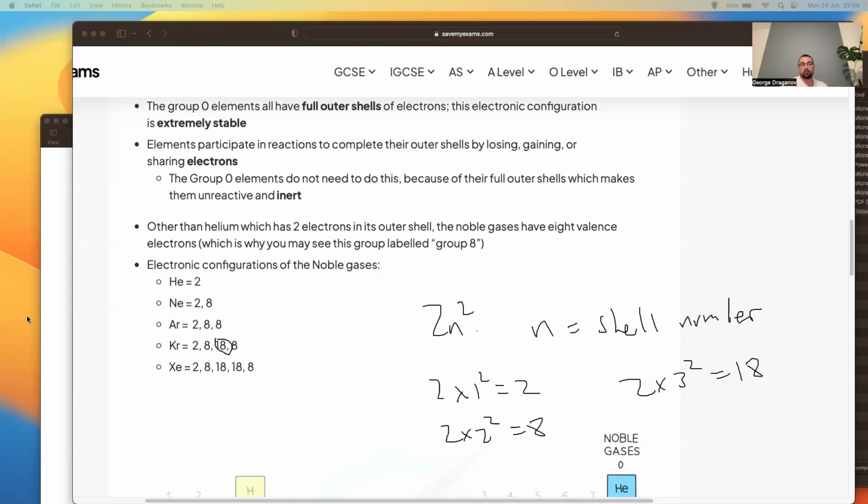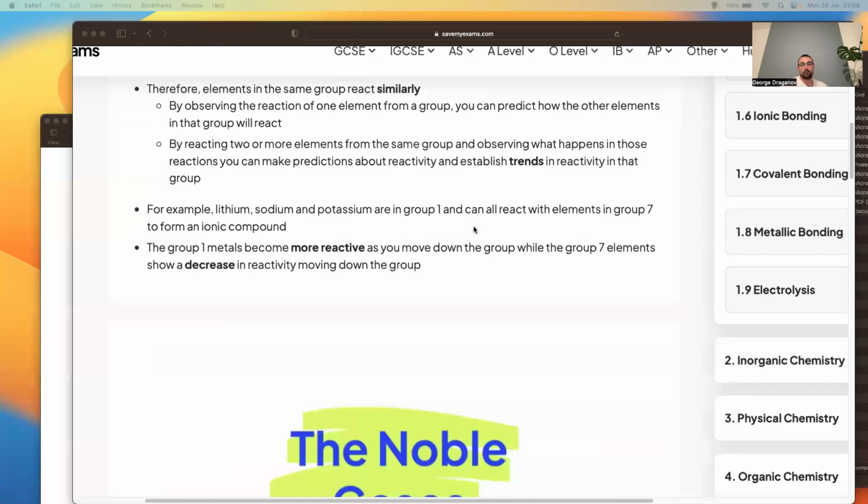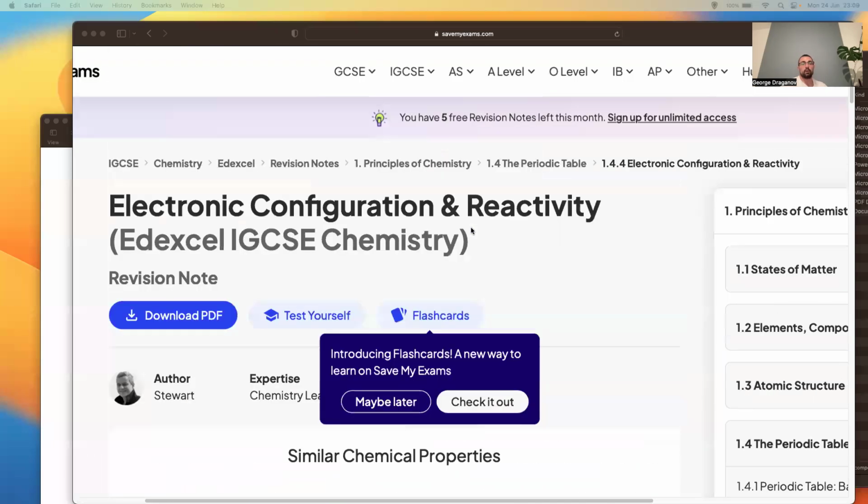So that is just a short section on the introduction of the periodic table, knowing the chemical reactivities. So that's the end of this lesson.